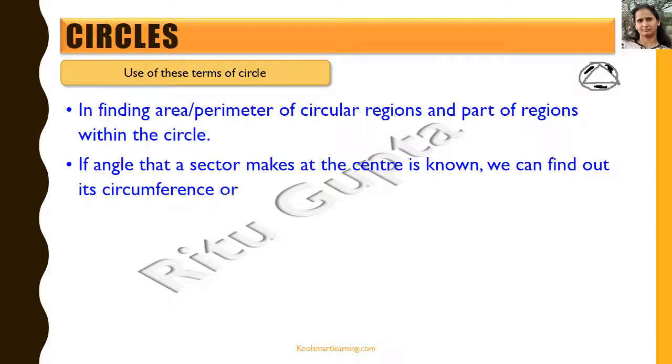If the angle that a sector makes at the center is known, we can find out its circumference or vice versa. So now supposing in this figure, if we have this sector that gets formed, if we know this angle that it forms at the center, then we can find out its circumference or the area, or vice versa, meaning that supposing we know the circumference, we can find out what angle that sector makes at the center.